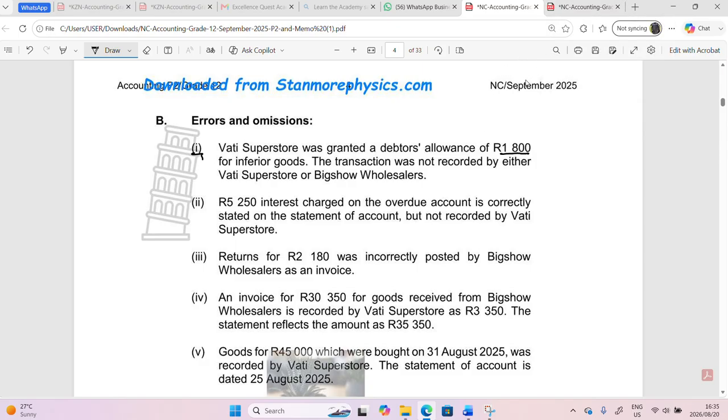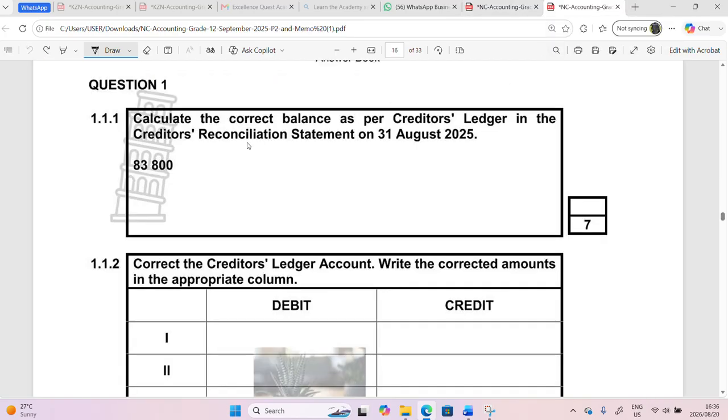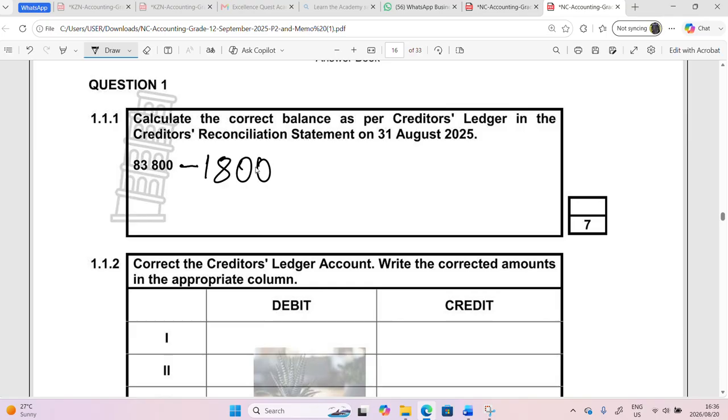And I want you to check something as well. The transaction was not recorded by Fati Superstore, our business, and as well Big Show wholesalers, our suppliers. So this will affect our records and also the creditors reconciliation statement. So here's what we need to do. From the supplier side, the supplier is giving us a discount. So that discount should decrease the amount owed to the supplier from the supplier side.